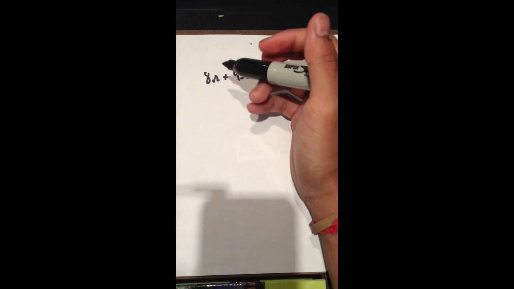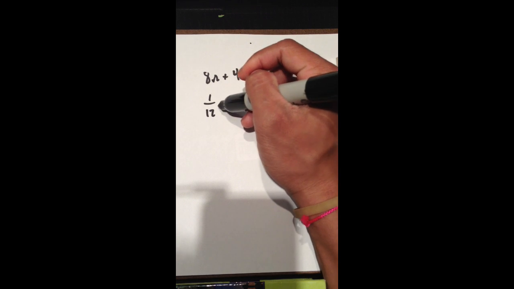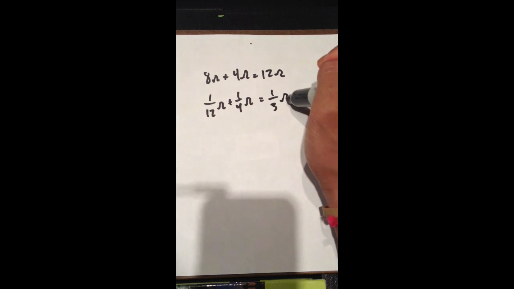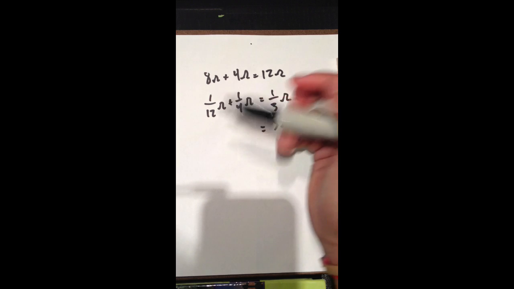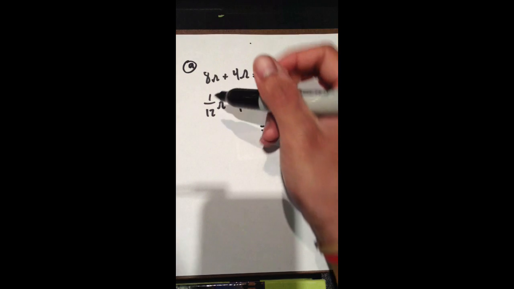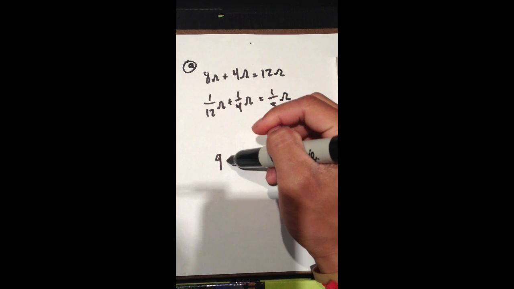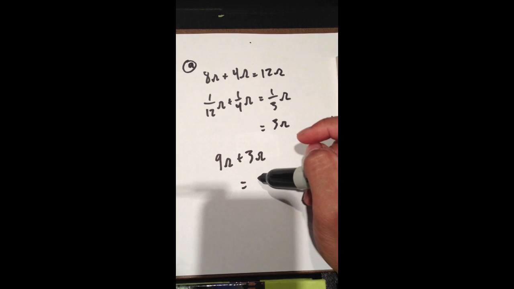But then they're also in parallel with the other 4 ohm resistor. It's going to be 1 over 12 ohms plus 1 over 4 ohms. It's going to be 1 over 3 ohms, which turns out to be 3 ohms. Then you have the 9 ohm resistor, which is in series with the rest, so 9 ohms plus 3 ohms is 12 ohms.